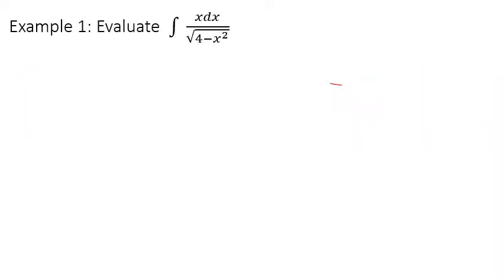Right, let's have this example. Let's try to evaluate the integral of x dx over the square root of 4 minus x squared. We already have the cases earlier, so you need to be familiar with the cases. If your integrand contains this kind of expression, 4 minus x squared, this one belongs to the first case that we have. So we substitute u is equal to a sine theta, because you have a squared minus u squared here, right?